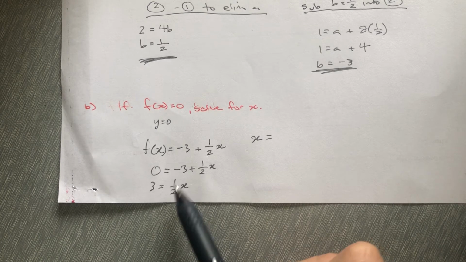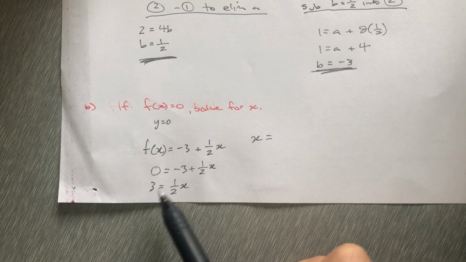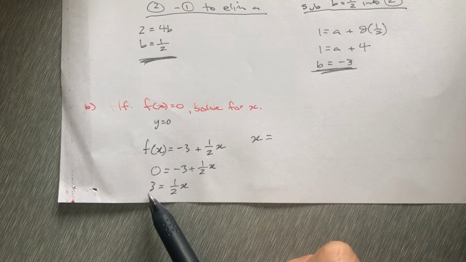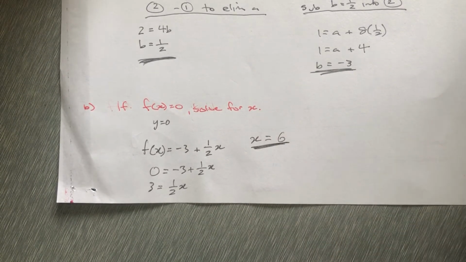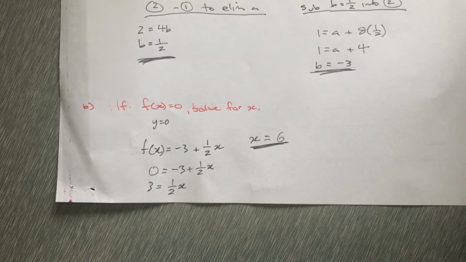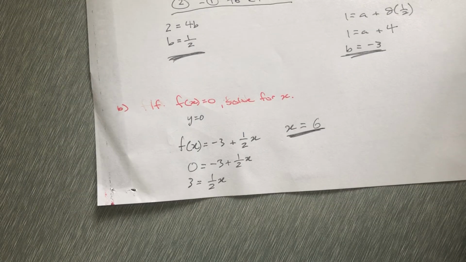Now I'll times this side by 2 to get it to 1x, which means I have to times that side by 2 as well. So x is going to end up being 6. There we go, done.